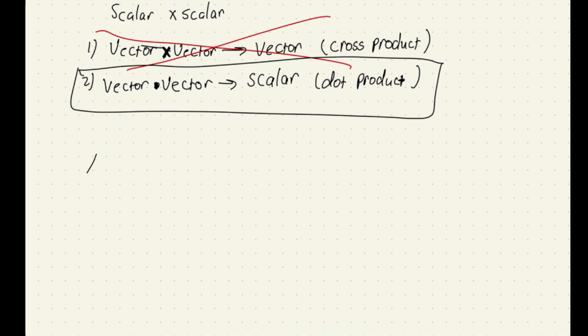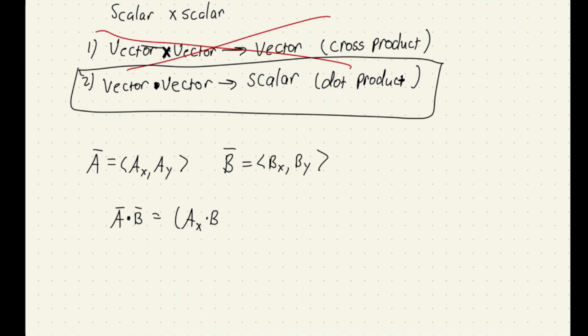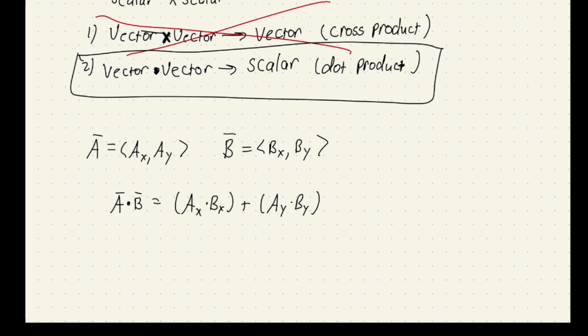So if I have a vector A, and I represent it as ax comma ay, and I also have another vector b, which I will represent as bx comma by, then when I do a dot product between a and b, so a dot b, this will be equal to, well, I would multiply the x components together, so I would get ax times bx, and to that I would add ay times by. And there's no direction anymore, because there are these special cases.